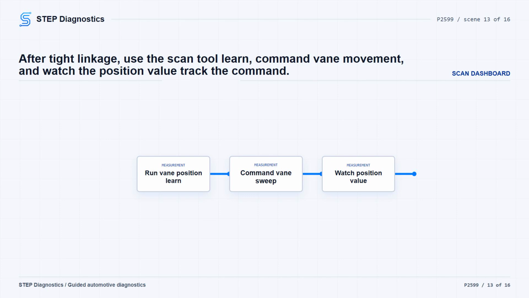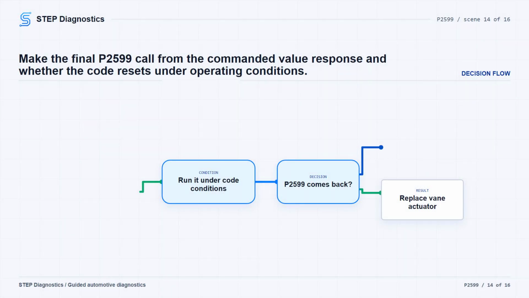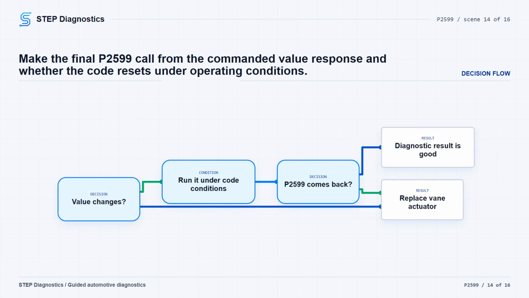Perform the turbocharger vane position learn with the scan tool. Then command turbocharger vane position from 20 to 90% and back to 20%. The scan tool turbocharger vane position value should increase and decrease according to the command. If the value does not change, replace the turbocharger vane position actuator. If the value does change, reproduce the operating conditions for the code or the captured conditions and verify that P2599 does not reset. If P2599 resets after that, replace the turbocharger vane position actuator. If it does not reset, the diagnostic result is good.